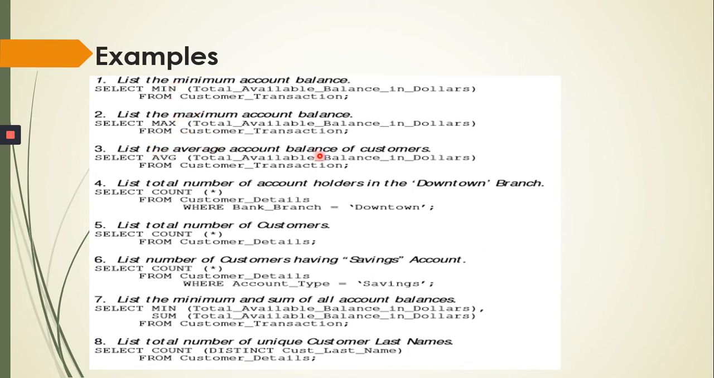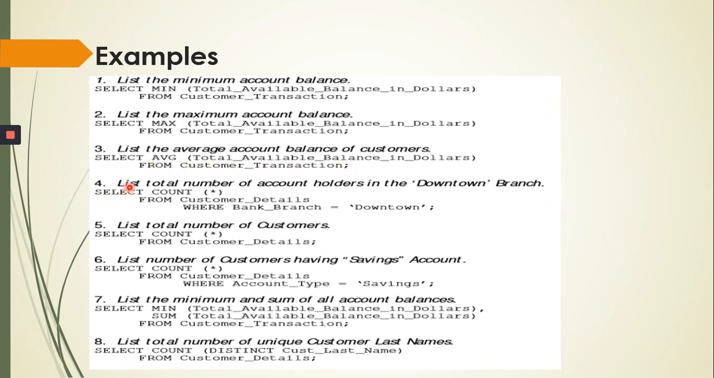List the average account balance of the customer. Here we have to use which function? That is AVG, so SELECT AVG. In brackets, same, total available balance in dollar FROM customer transaction. So simple: for an aggregate function, we use the SELECT statement, after that we use the function, in brackets we write the column name, and from here we write the table name.